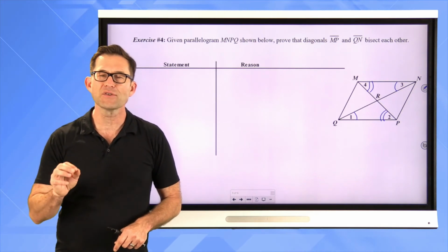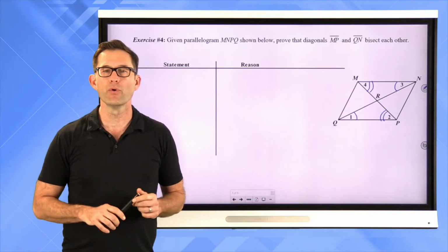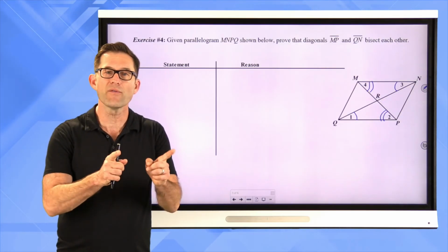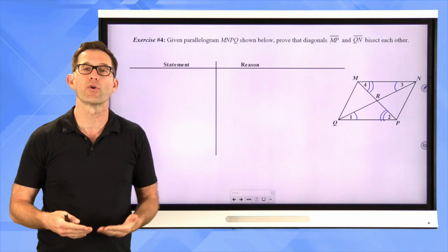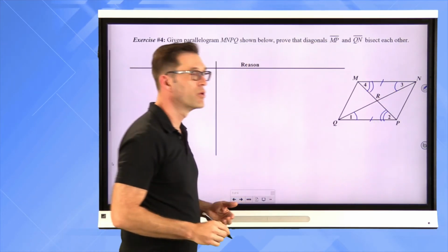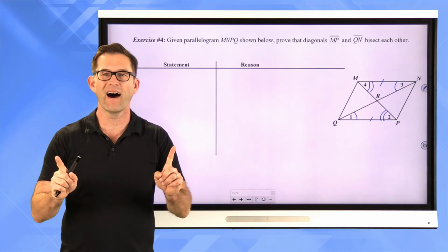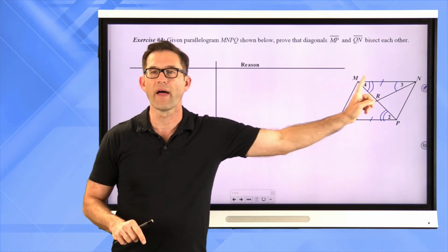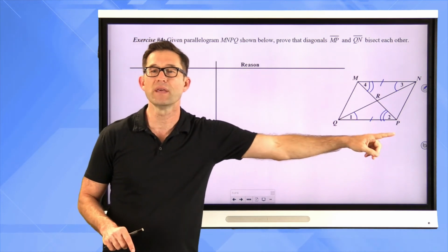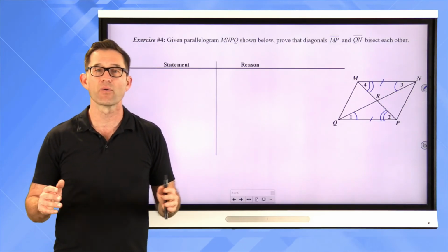So now I actually bring in a previous result that we saw today. We've already proven that opposite sides of a parallelogram are congruent, and because we've already proven that, we can now use it in further proof. So I can say that MN is congruent to QP because they're opposite sides of a parallelogram. But now I can say that triangle MNR is congruent to triangle PQR by the angle-side-angle theorem of congruence.